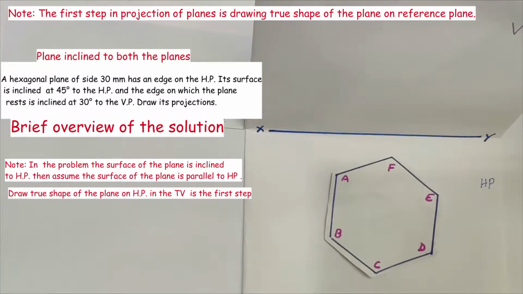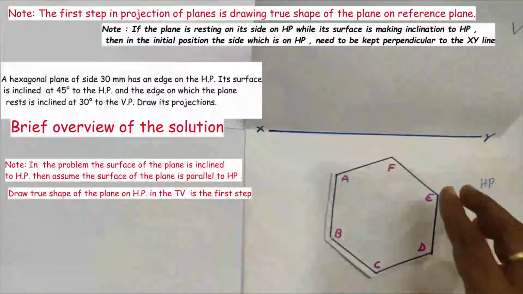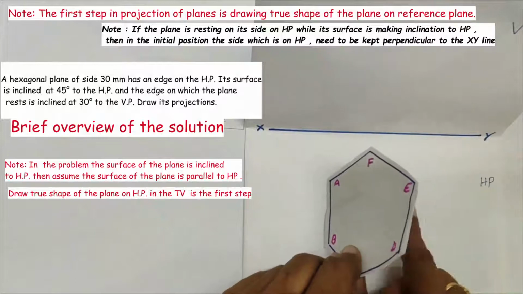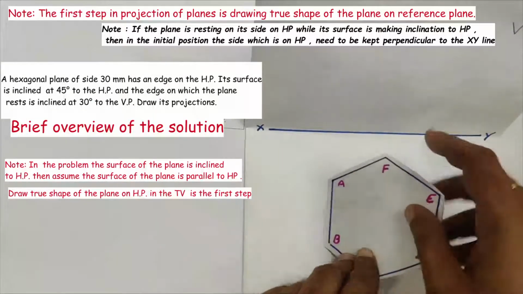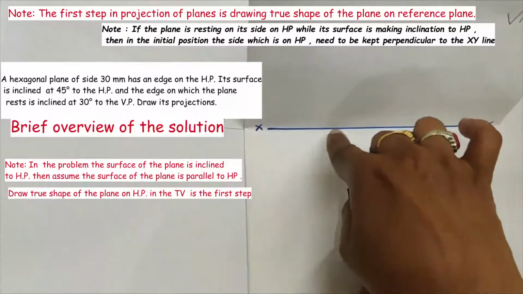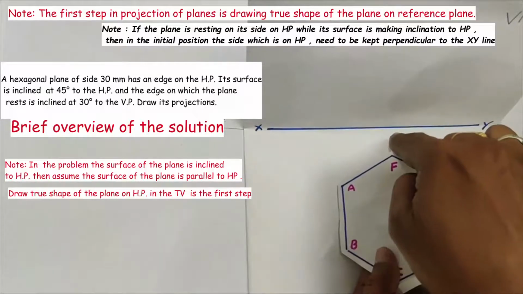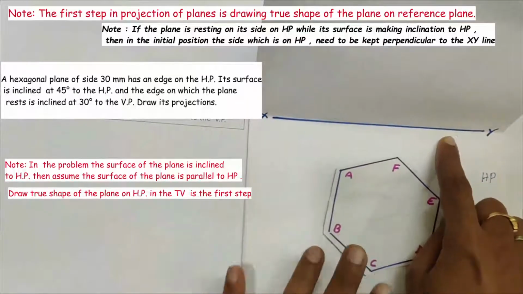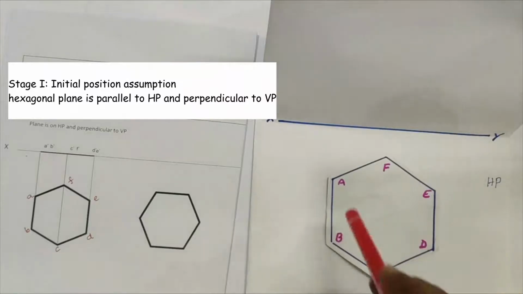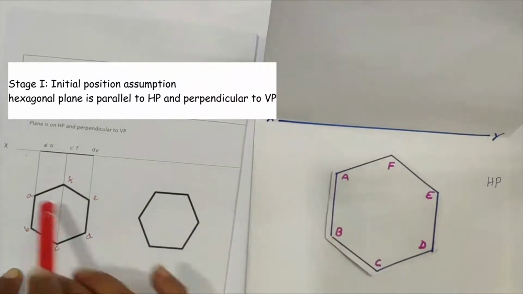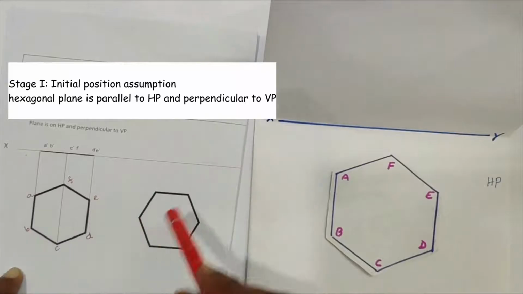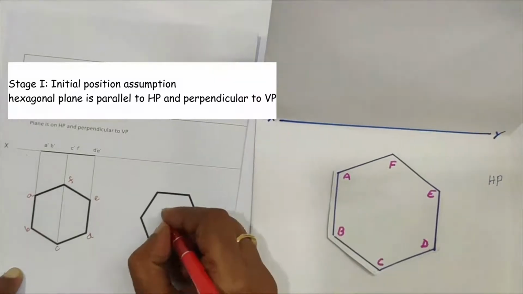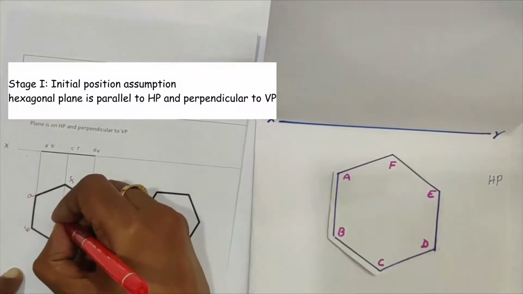For drawing the true shape of the plane, we need to consider the following condition also. If the hexagonal plane is resting on its side AB on HP while the surface is making inclination with HP, then the side AB needs to be kept perpendicular to the XY line. Here for the initial position, we need to keep the side AB perpendicular to the XY line. We should not keep the side AB parallel to the XY line. So that is wrong, whereas this one is correct.